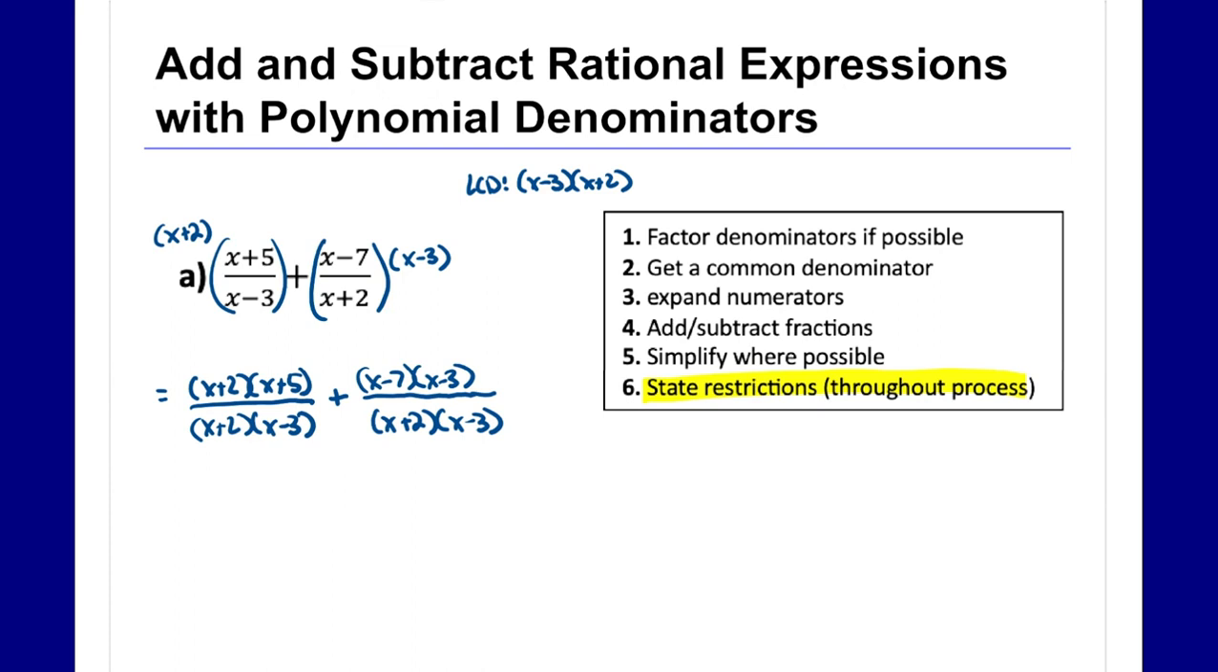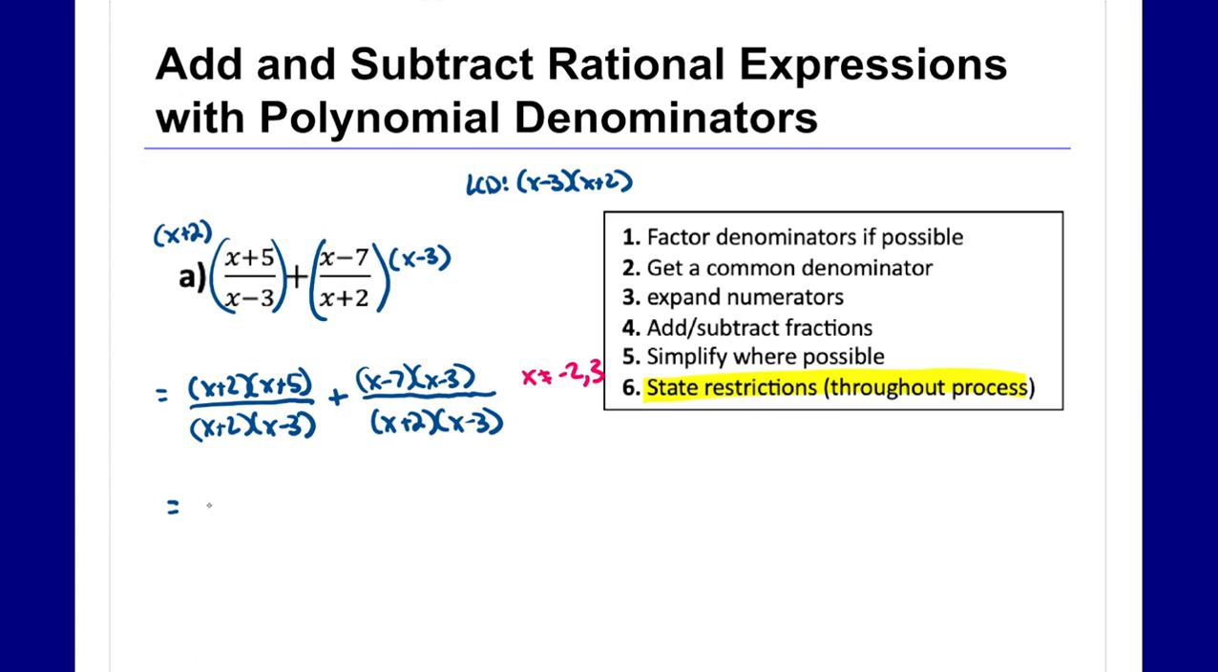So now we have common denominators. We can go through and add, but we do need to state restrictions as we go through. So right now my restrictions are x can't equal -2 or 3, because I have my two factors on the bottom. Now I'm going to expand, sorry. I want to expand so that I can add, because if I was to add this as is, I don't know what each of these equals. It'd just be x plus 2 times x plus 5 plus x minus 7 times x minus 3. So it'd be the exact same thing, which doesn't help us.